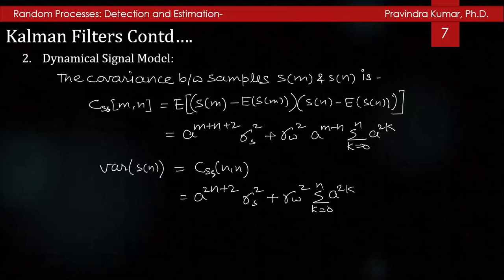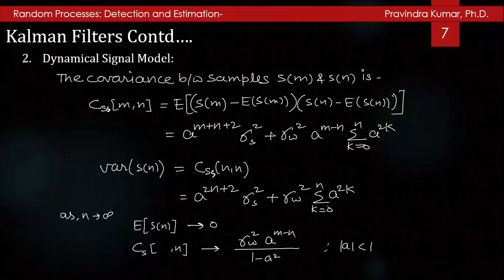So from here it is clear that Sn is not a wide sense stationary process, since the mean depends on n and the covariance depends on m and n here. But as n tends to infinity, the expected value of Sn tends to 0, and the covariance C_S(m,n) tends to sigma omega square a to the power m minus n divided by 1 minus a square, where mod a is less than 1.